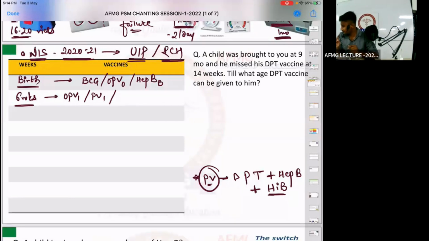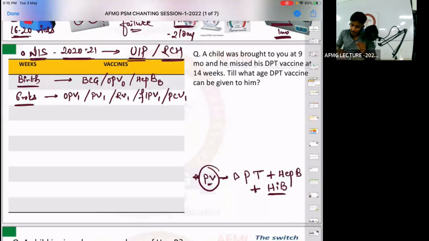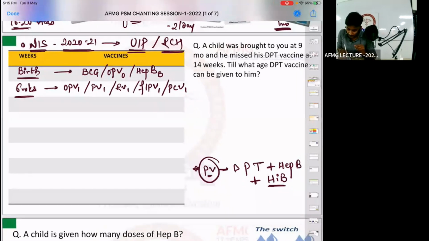Then we will give rotavirus ka first dose. Then we will give fractionated IPV ka first dose. IPV is injectable polio vaccine. And last, in some areas now, this is important, in some states or some areas of India where the prevalence of Streptococcus pneumoniae infection is really high, over there we will give pneumococcal conjugate vaccine ka first dose, PCV first dose.